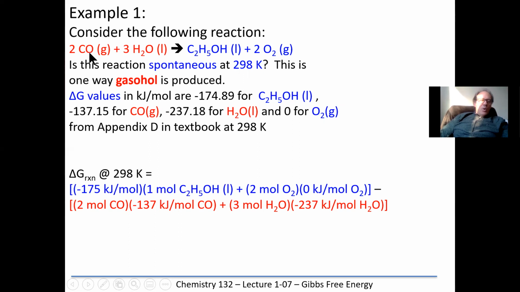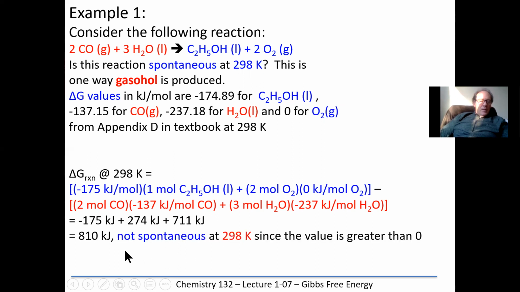reactants, 2 moles of carbon monoxide times minus 137 kilojoules per mole of carbon monoxide, added to the 3 moles of water times minus 237 kilojoules per mole of water. Doing that calculation gives you 810 kilojoules total. Now that indicates, since delta G is a positive value, that this is not spontaneous. We said in order for a reaction to be spontaneous, the delta G for a reaction system has to be negative.